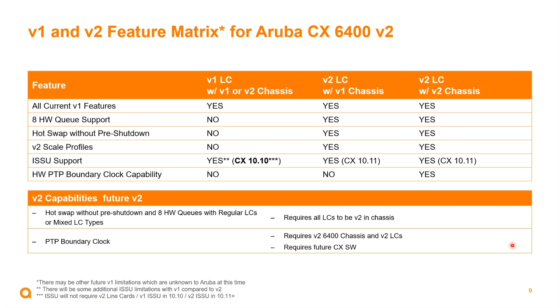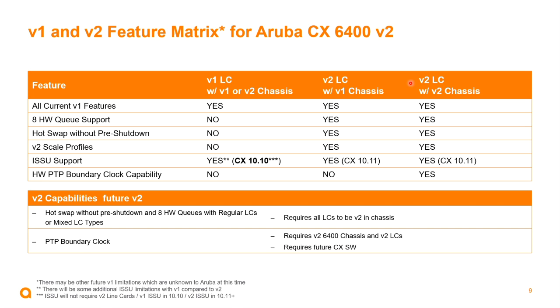So I also wanted to now cover some other features around version 1 and version 2, but specifically how version 2 impacts that. The first thing I'd like to say is that the version 1 and 2 line cards will operate in the version 1 and the version 2 chassis, and hopefully, obvious as it may seem, the version 2 line cards will operate in the version 2 chassis.